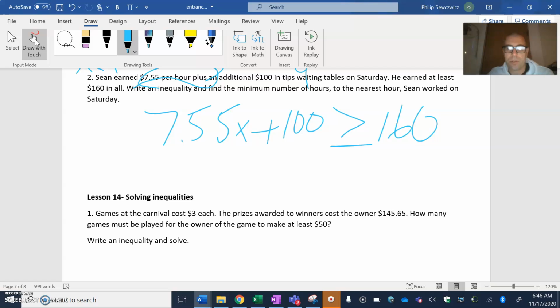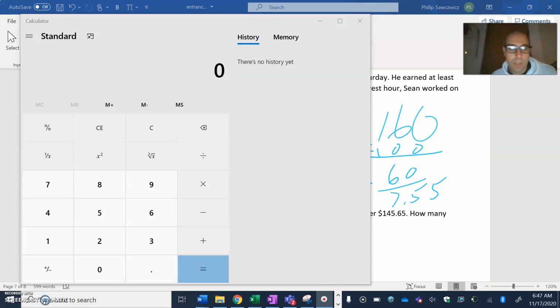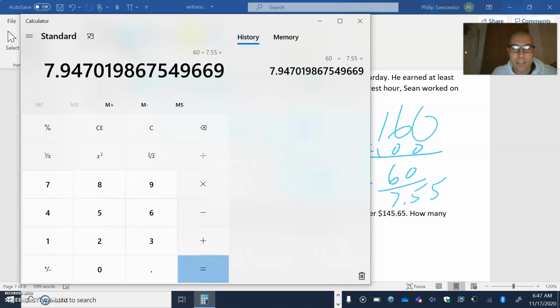There's your equation there. So we're going to subtract 100 from both sides. You're going to get 60 greater than or equal to $7.55 x. Divide both sides by $7.55. All right, we're going to plug that into your calculator. So $60 divided by $7.55.